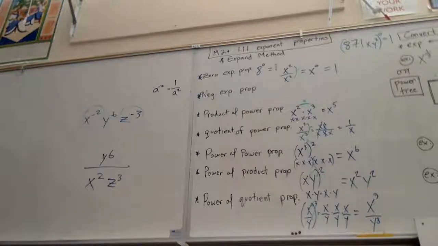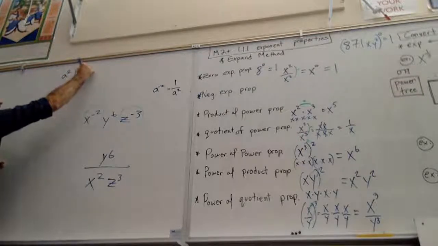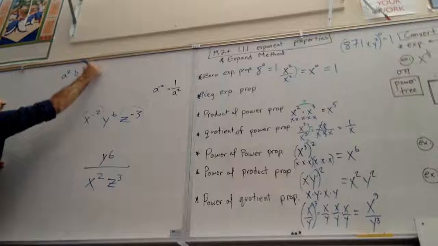Okay, so let's see if I can fit it right here. A squared, b to the negative 4th, c to the negative 6th.